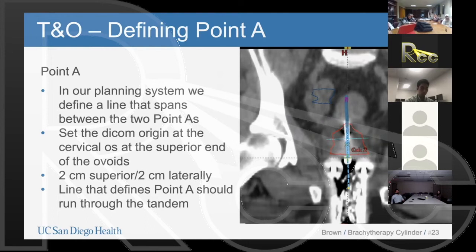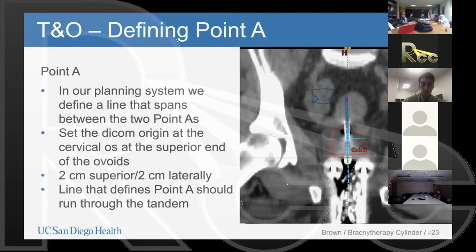Any questions about that? So far, all we've done is digitize our tandem and set up our point A. We can set up our point A at any time. It's just efficient to do it while you have all of your viewing planes set up perfectly on the tandem, because point A is defined with respect to the tandem. So we could come back later and set it up again, but it would take us longer to do that.